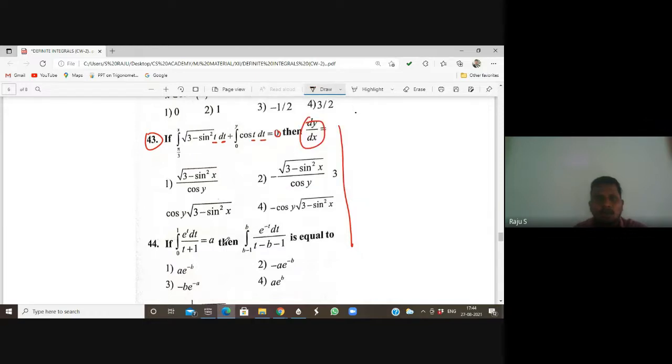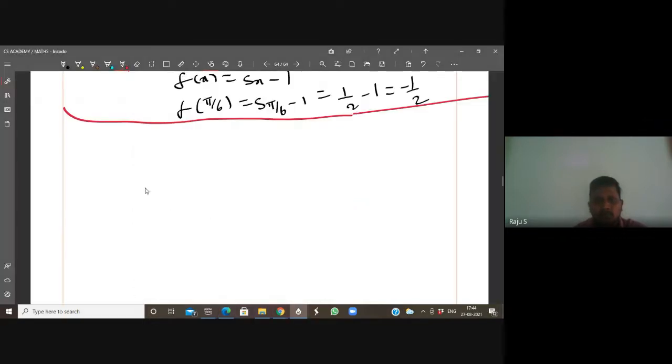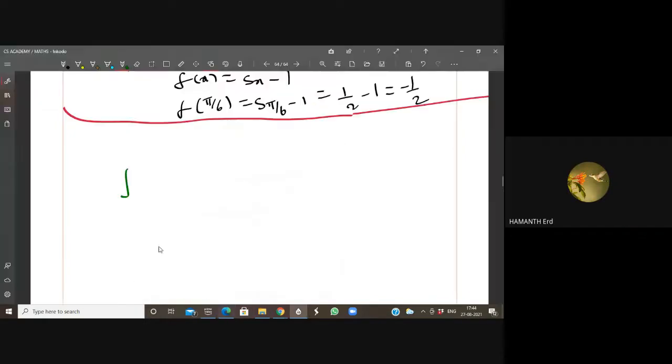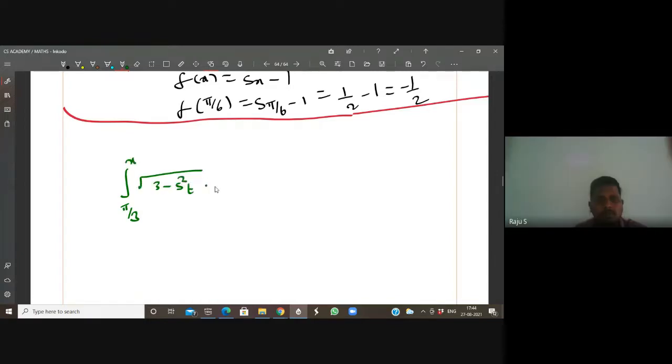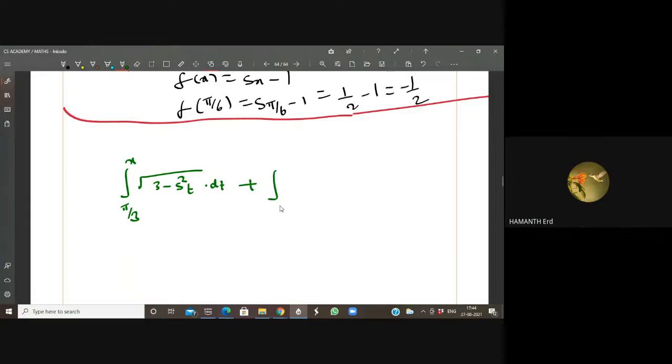Otherwise, I'll do. Question. What is the question, students? Integral of root of 3 minus sine square t dt, plus the integral from 0 to y of cos t dt is equal to 0.